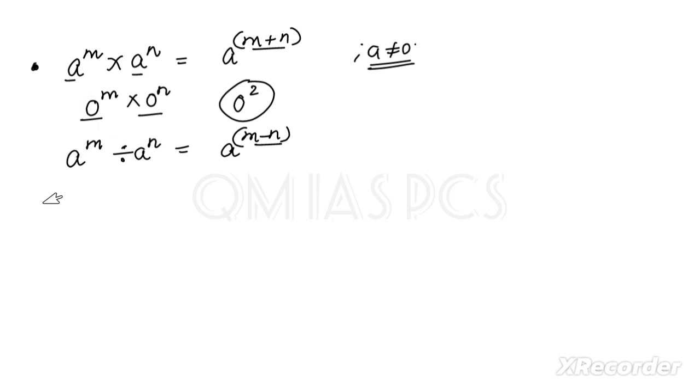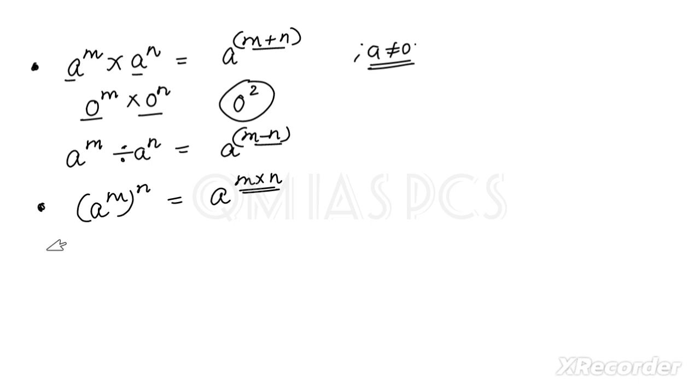Next thing: when we have a to the power m and further we raise it to the power n, complete power n, in that case it will be a to the power m multiplied by n. The powers will be multiplied. Got it? These are the main things.